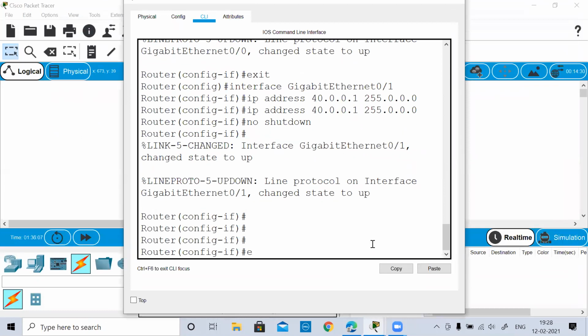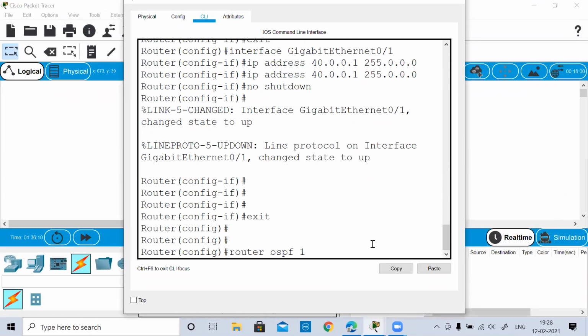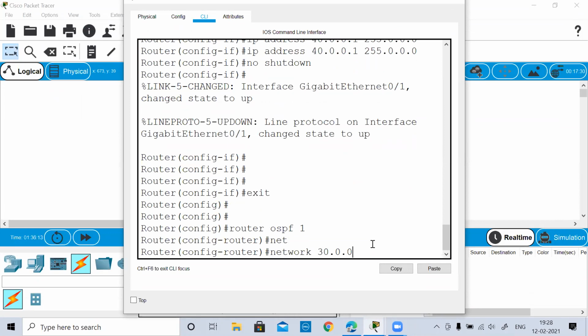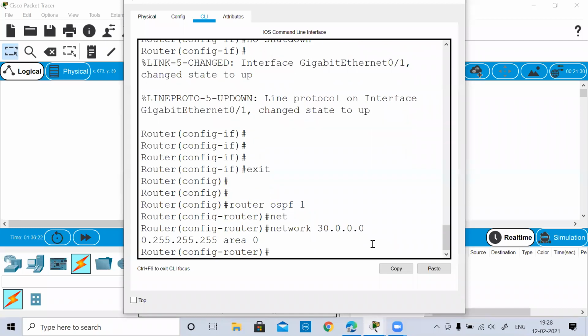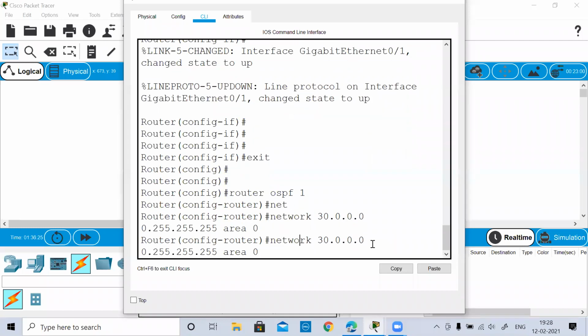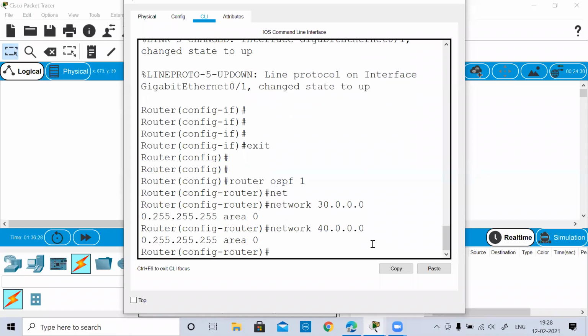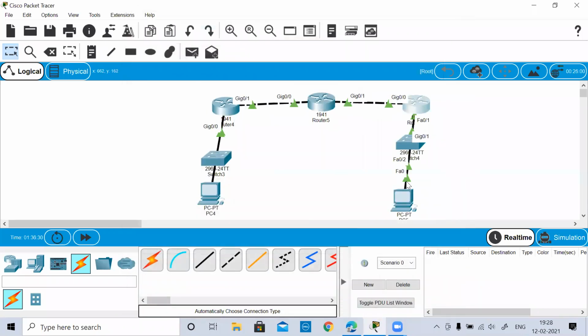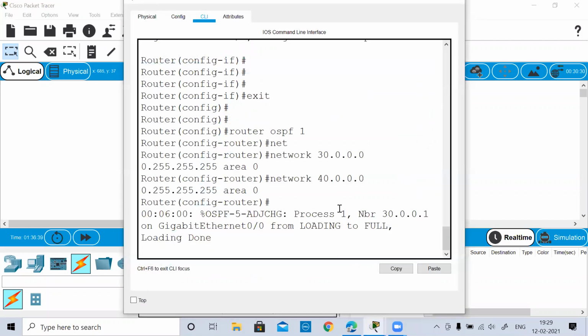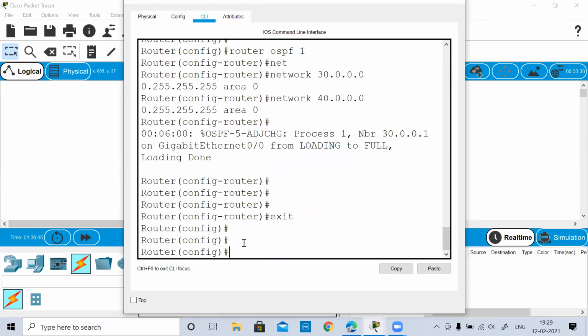Again I will have to say router OSPF 1 and give the network 30.0.0.0, followed by the wildcard bits and area 0, and the other network which I have over here is 40. I'll put it as 40 and hit enter. So at this point we have just given the information of our networks on the interfaces. Now you see again, the neighborship is being formed with 30. So now I should run the show IP route command, hit enter.